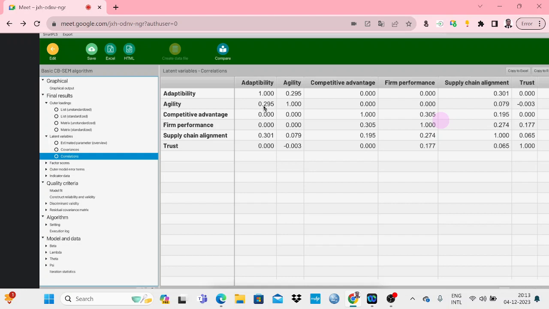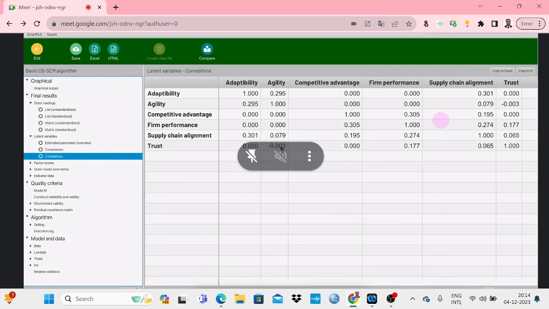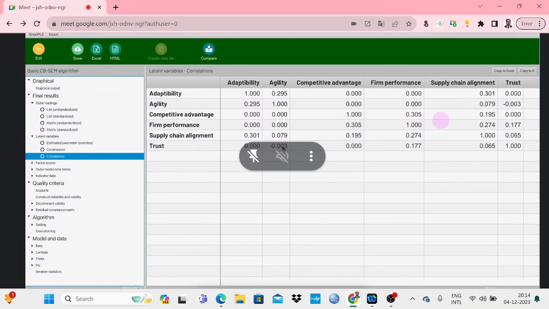We are getting the highest correlation between adaptability and agility at 0.2, then firm performance and competitive advantage at 0.3 and 0.27. This one is there because this is the diagonal and every variable correlates with itself perfectly, so that is ignored. Supply chain alignment and adaptability: none of our correlations are in the very high zone, so that is a very good sign that we are not suffering from multicollinearity.